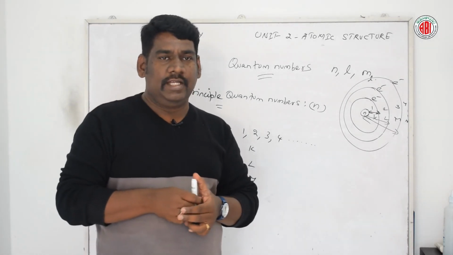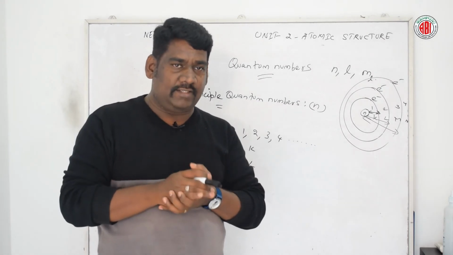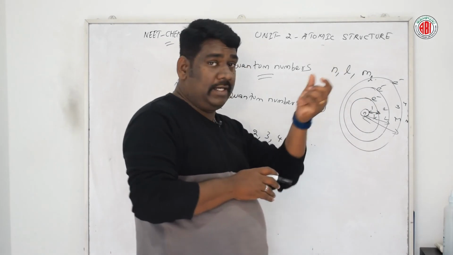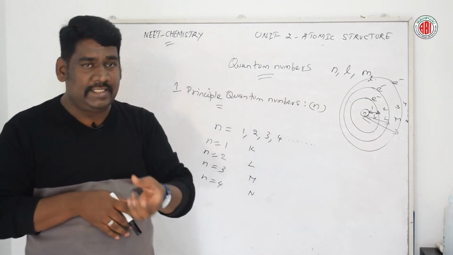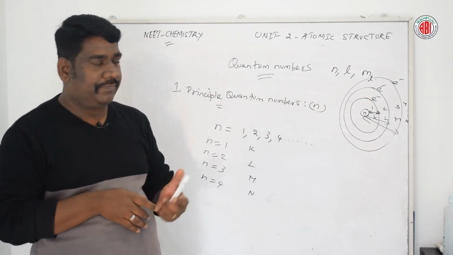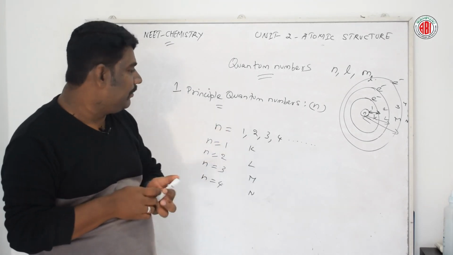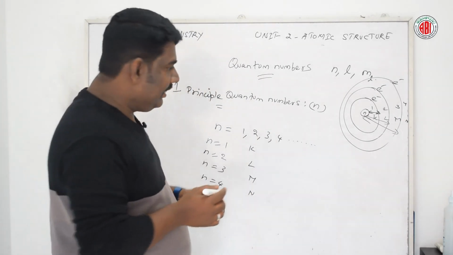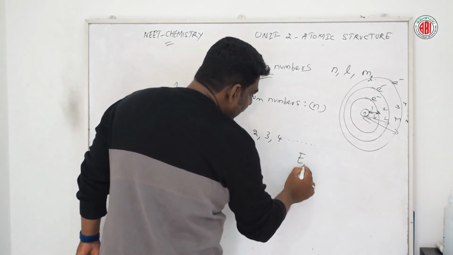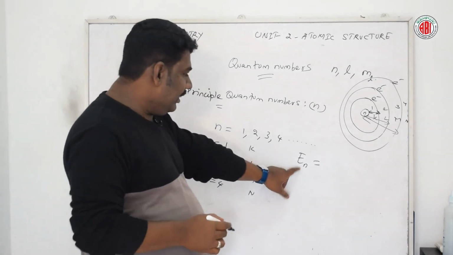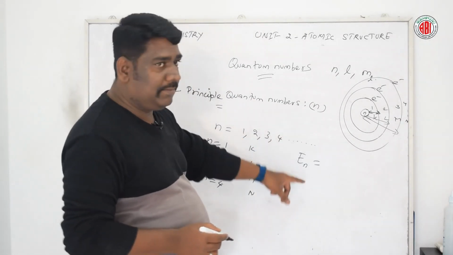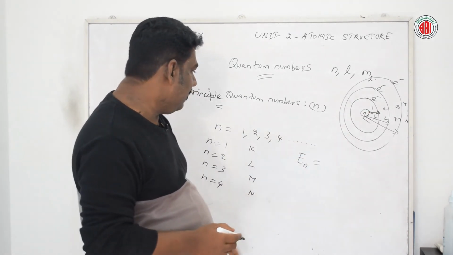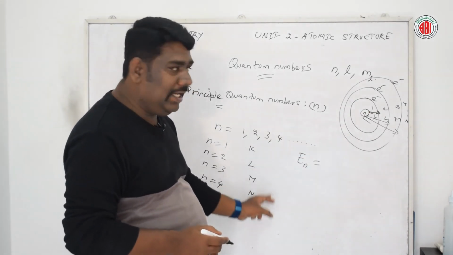Next, it also determines the energy of the electron. A particular electron and its energy could be determined by knowing this principal quantum number by using a simple formula. That formula is energy, En. N stands for what? Principal quantum number. There are different types of principal quantum number, 1, 2, 3, 4, K, L, M, N.